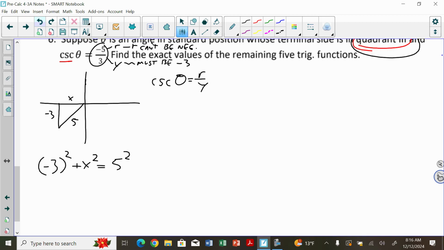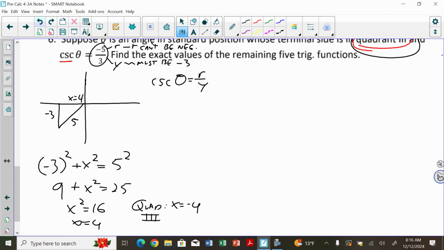5 is your hypotenuse, so it goes there. So I'm going to have 9 plus x squared equals 25. It works out nicely that x squared equals 16, so x equals 4. Now remember also, because it's in quadrant 3, x has to be negative 4. So now I have my values. I've got x equals negative 4, y equals negative 3, and r equals 5, and I really can't reduce them anymore.